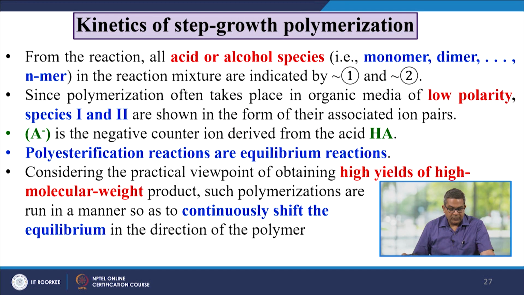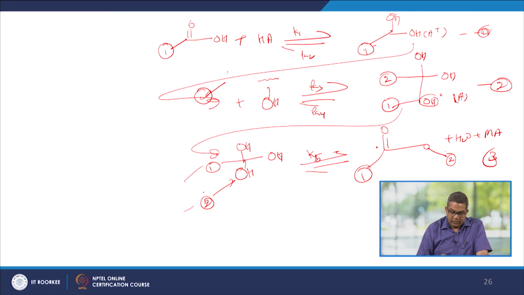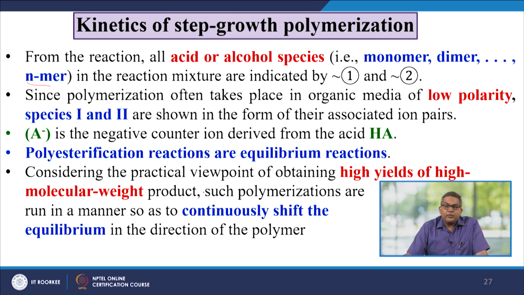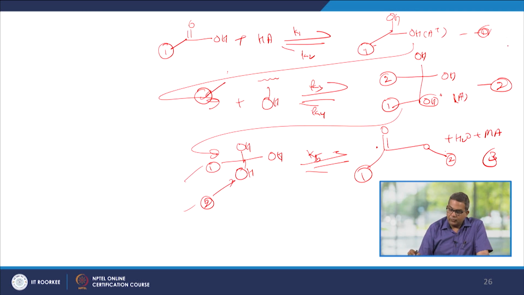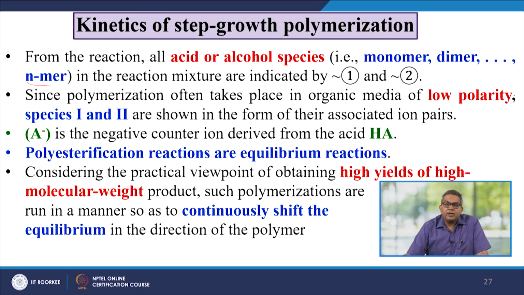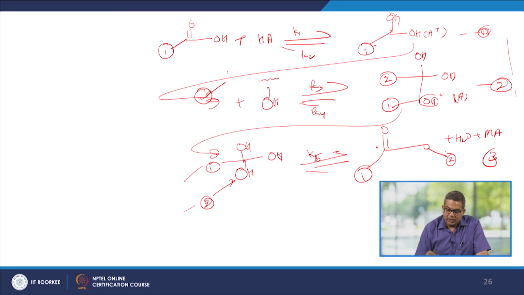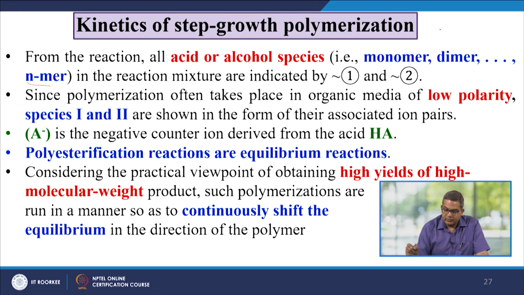Now, if from this reaction all acid or alcohol species, that is monomer or dimer, up to say n-mer, the reaction mixture is indicated by 1 or 2, like here we discussed. Since polymerization often takes place in organic media of low polarity, species 1 and 2 are shown in the form of their associated ion pairs. Now, A negative is the counter ion derived from the acid HA. This is the A negative.